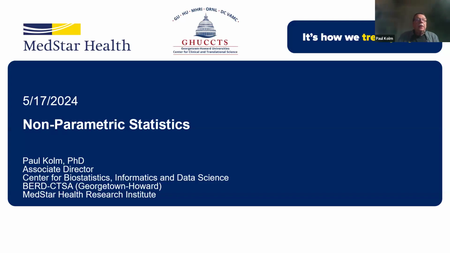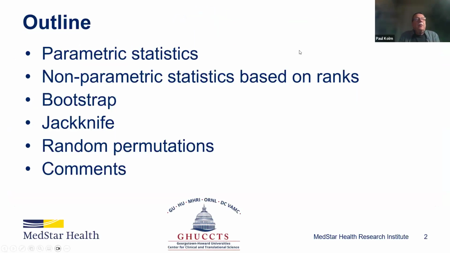Our outline for today is to first of all take a look at parametric statistics, and then we'll contrast that with non-parametric statistics. First, just briefly mention some non-parametric statistics based on ranks, and then we'll look at resampling, non-parametric statistics, the bootstrap, jackknife, random permutations, and then I'll finish up with some comments about those.